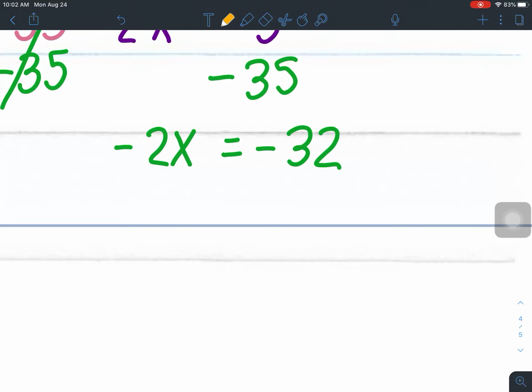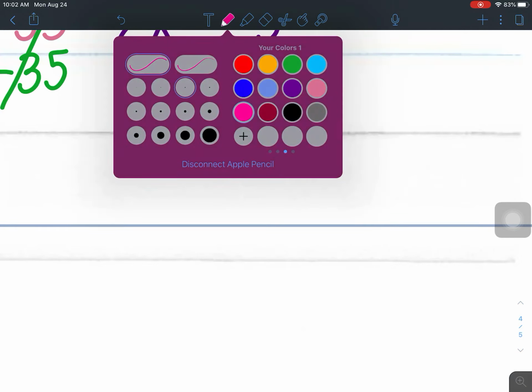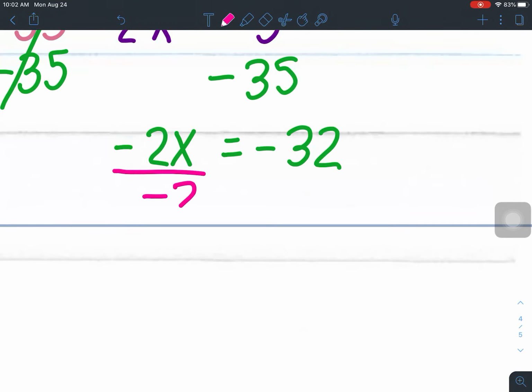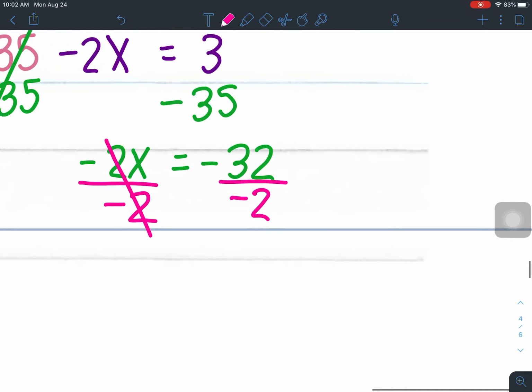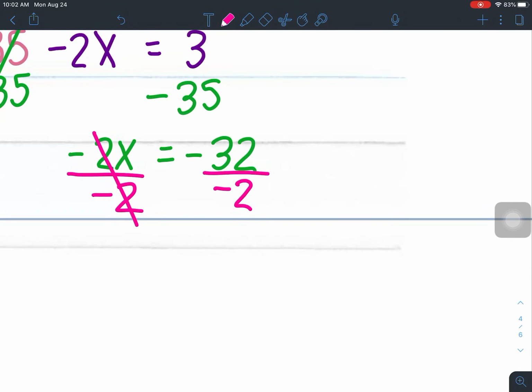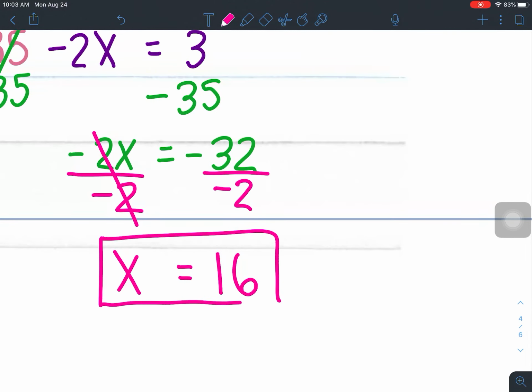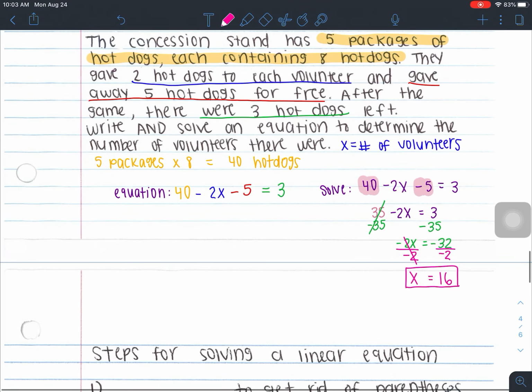How do I get x by itself? Well, I'm going to go ahead and divide by negative 2 on both sides. Why am I dividing? Because negative 2 is combined to x by multiplication, so I'm going to do the opposite operation by dividing. Negative 2 divided by negative 2 is 1, so I have 1x equals negative 32 divided by negative 2 is going to give me positive 16. So my solution is x equals 16.